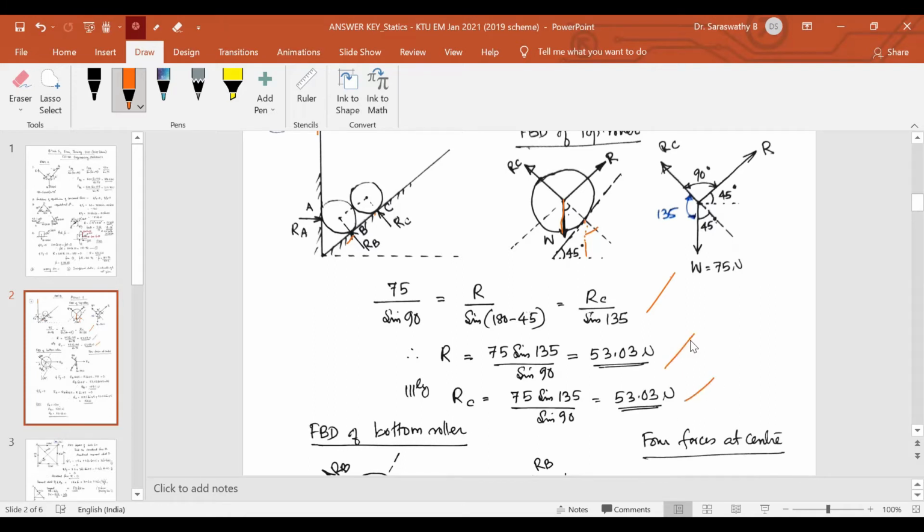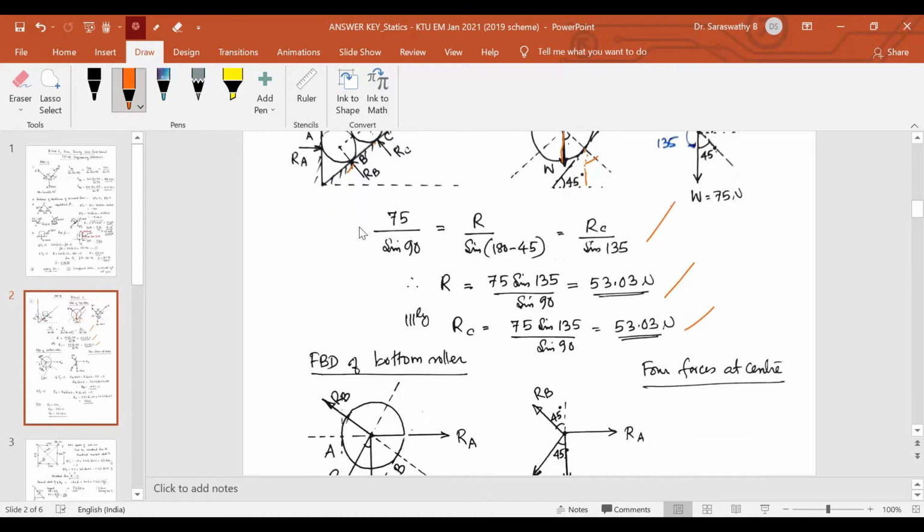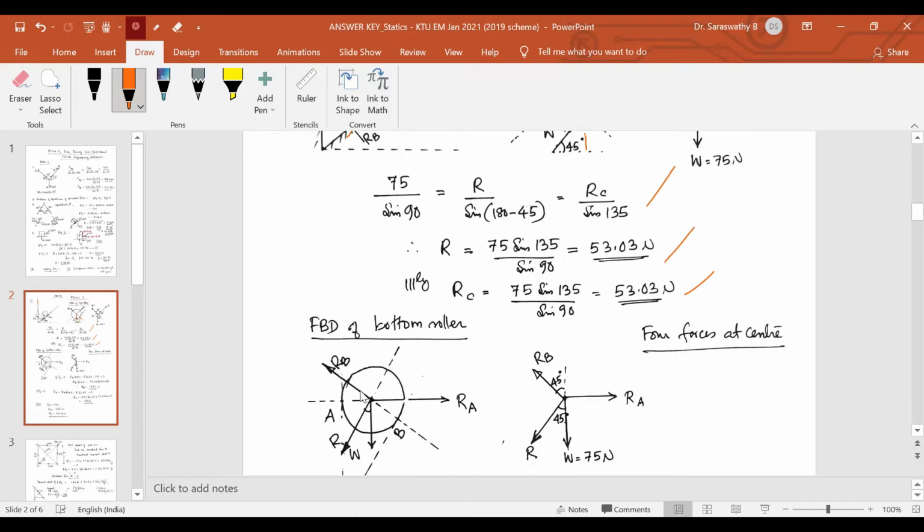Okay, so we have got the contact reaction between the balls as well as this reaction. Now we have to get Ra as well as Rb. For that, consider the free body diagram of the bottom ball.